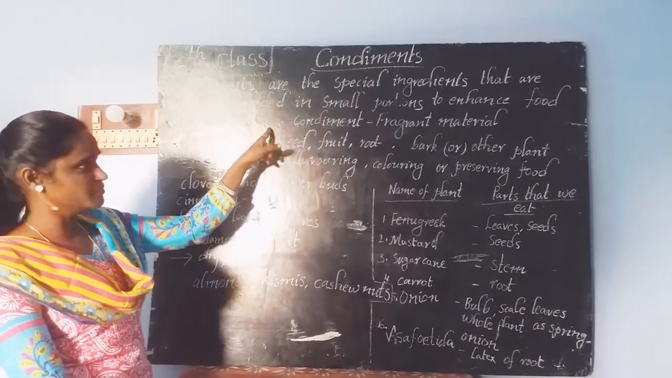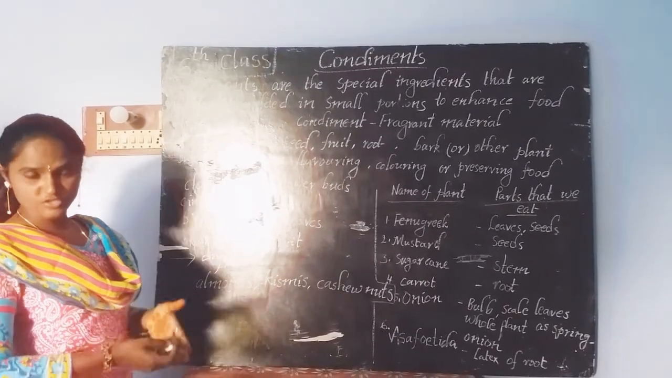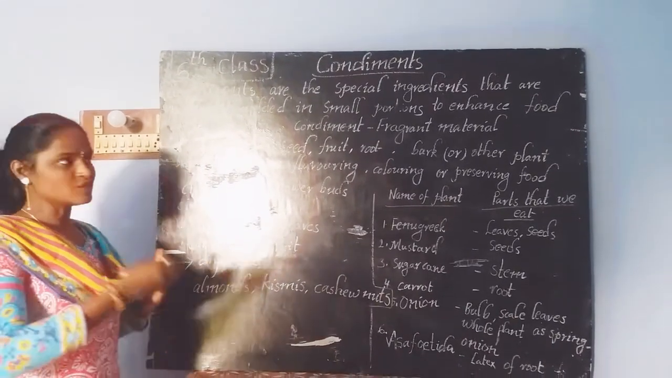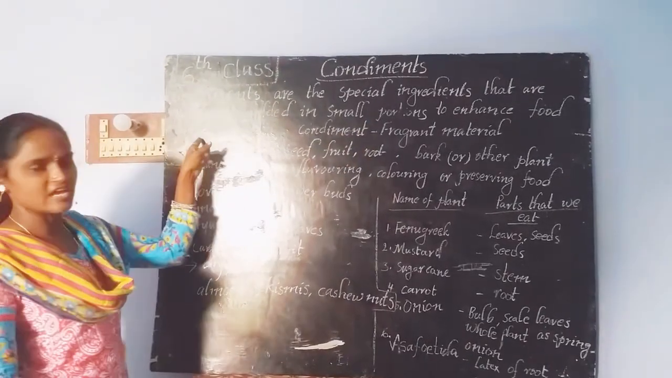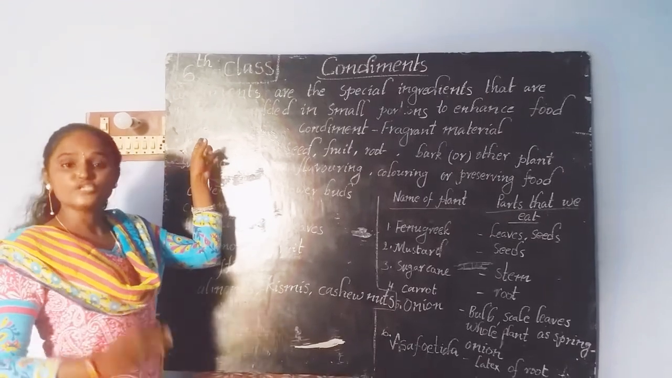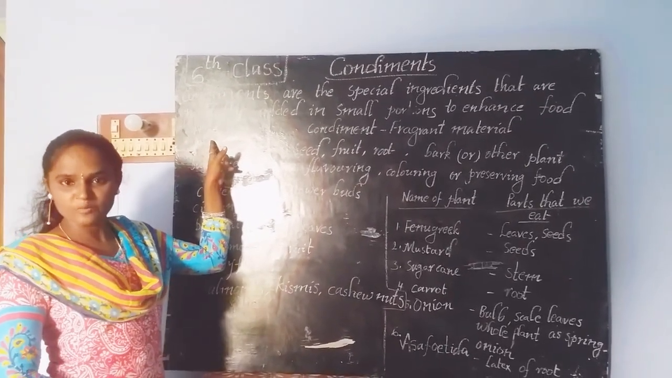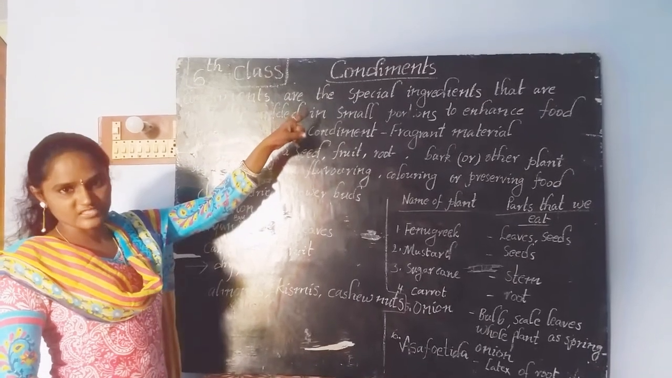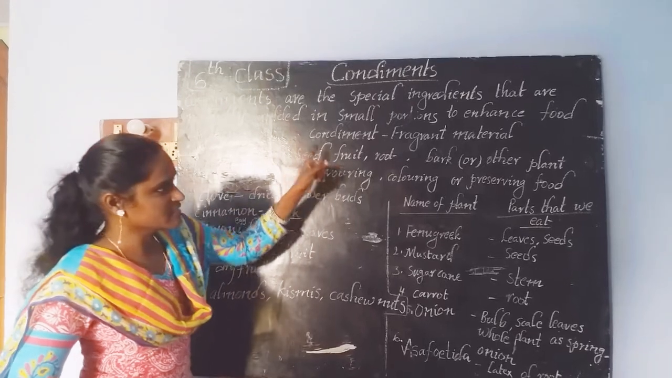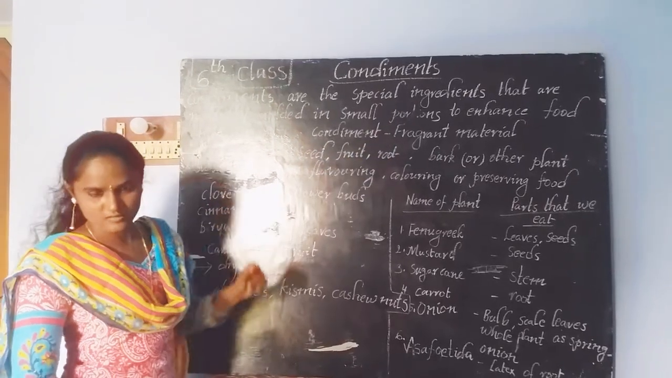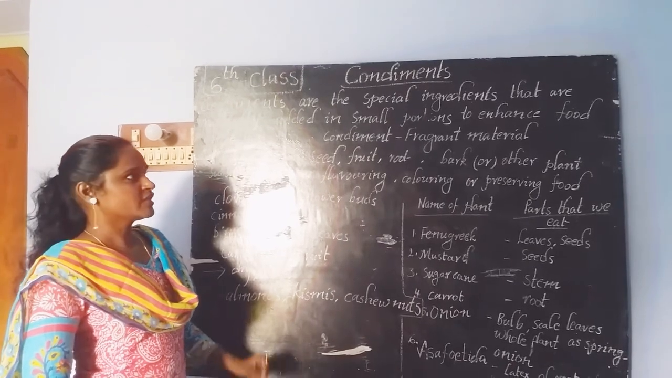We are adding the condiments in small portions of our food while cooking, to enhance food flavor. Why are we adding them? To increase the flavor of the food, we add condiments. The meaning of condiment is fragrant material. Condiment means fragrant material. Okay.